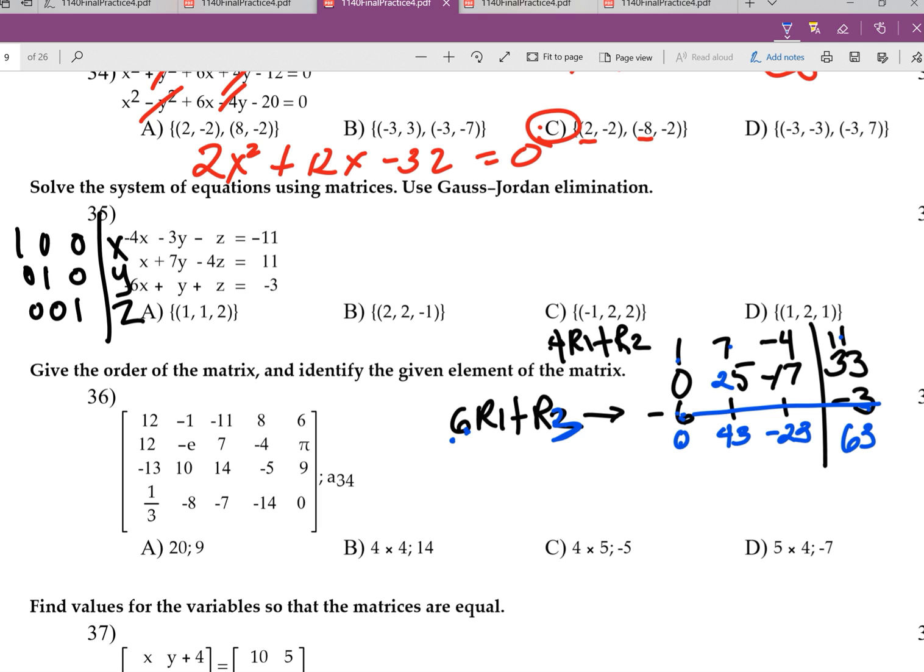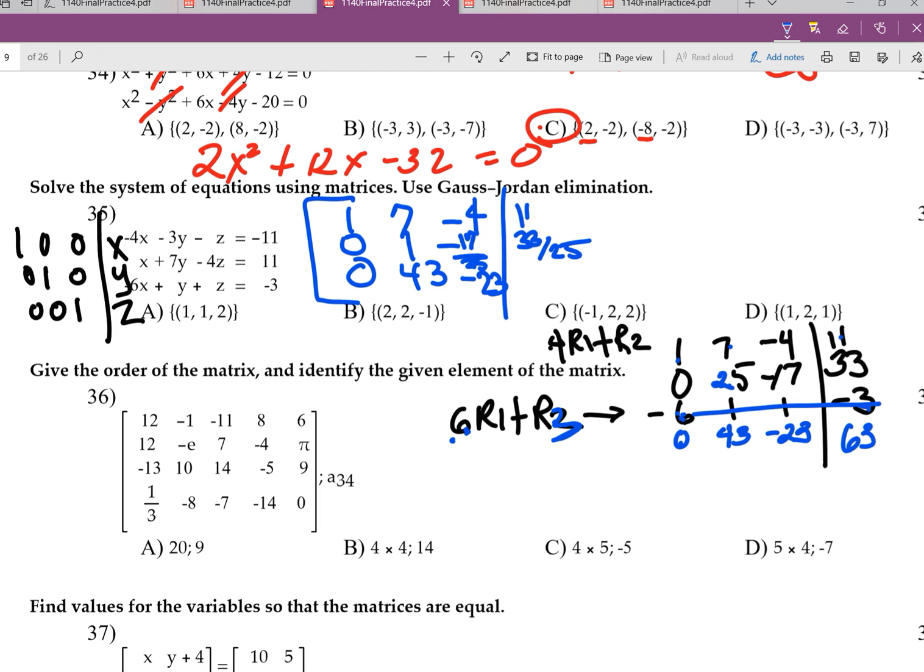Okay, so in this case, I'm just going to try it and see what happens. So up here, I'm going to re-express this: 1, 7, negative 4, and obviously 11. I have a 0, 25, but I'm going to divide row 2 by 25 to get a 1 here. That's going to give me a hideous 17 over 25 and a hideous 33 over 25. And I'm going to leave it like that because I just don't care. Here's 0, 43, negative 23, and 63.